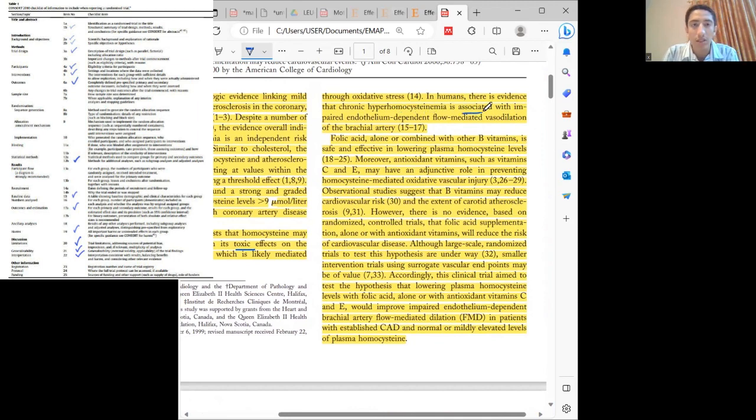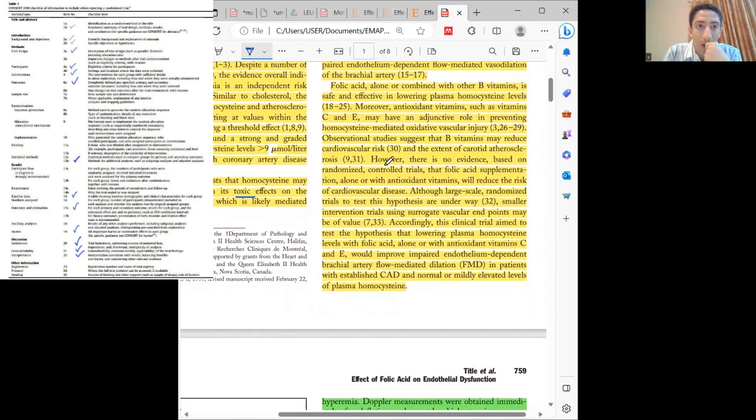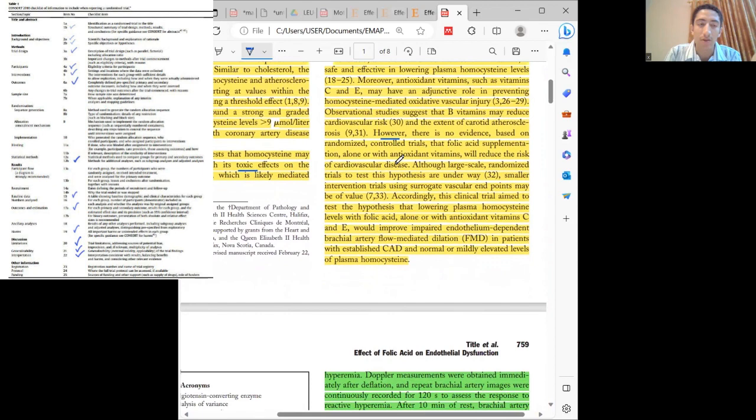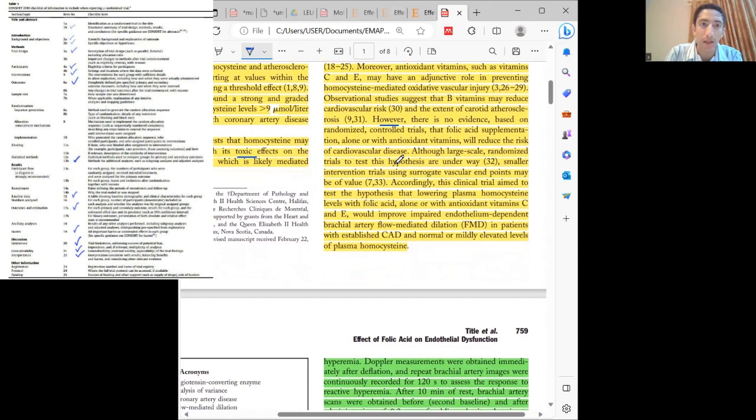Hyperhomocysteinemia is associated with impaired endothelial function of the brain artery. However, there is no evidence based on randomized controlled trials that folic acid supplementation alone or with antioxidant vitamins improves it. So, the objective.